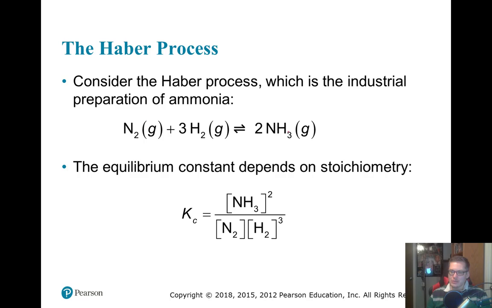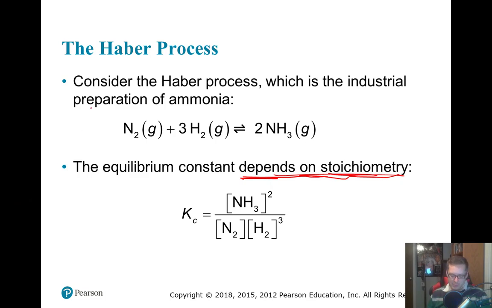And you put it in a closed container, and nitrogen and hydrogen will automatically start forming ammonia, and then eventually reach equilibrium. And what they did with the Haber process industrially is that they were able to shift this equilibrium. We'll talk about how to do that with Le Chatelier's principle in a couple of videos. But the equilibrium constant depends on the stoichiometry, and so this is really where life gets really nice.